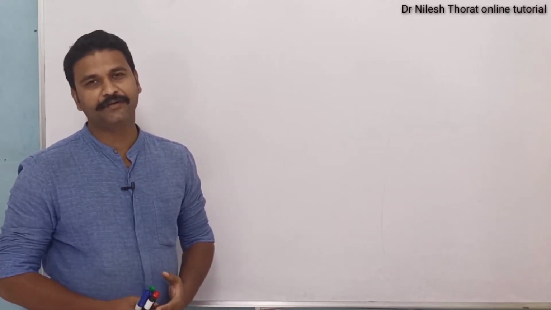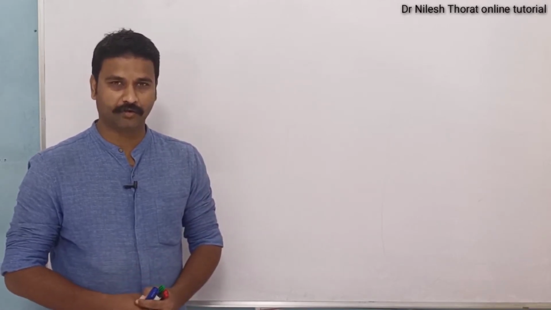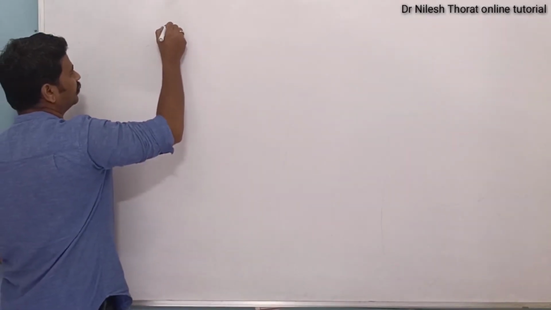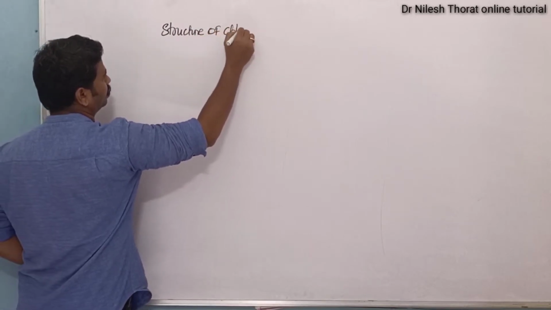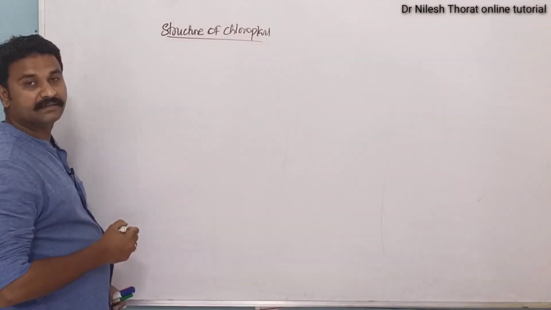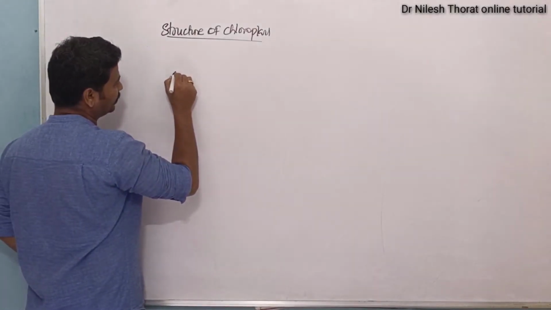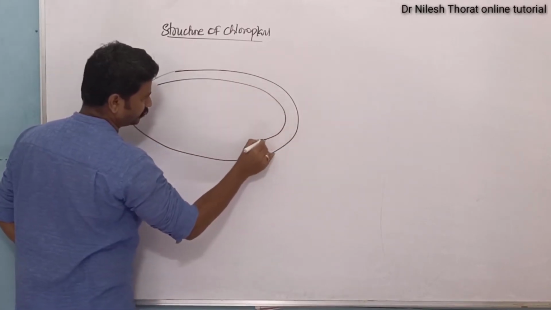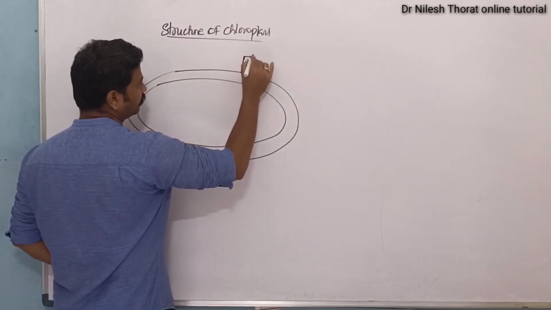Good evening, student. In this video lecture, we will try to learn the detail or the ultrastructure of chloroplast. As we have already discussed, the chloroplast is a double membrane bound structure, but here in case of chloroplast, both the membranes are smooth and continuous.